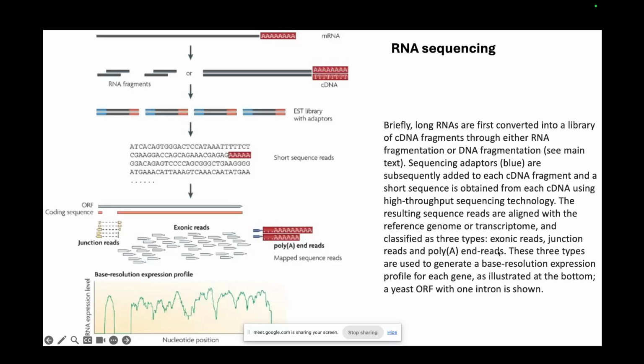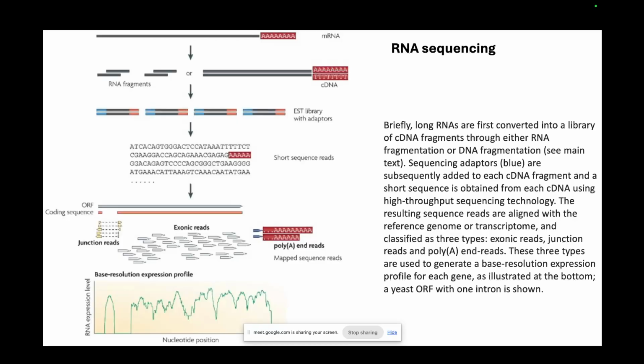They are either exonic reads, which are actually coming from the part of the genome which is coding for the protein. There can be junction reads, which are between exons, where in between there is an intron, and you have a read which is spanning both. So those are junction reads, and then you have the poly A reads, which come from the poly A tail of the mRNA, right? So you will have these three types of reads, and these are used to generate a base resolution expression profile for each gene.